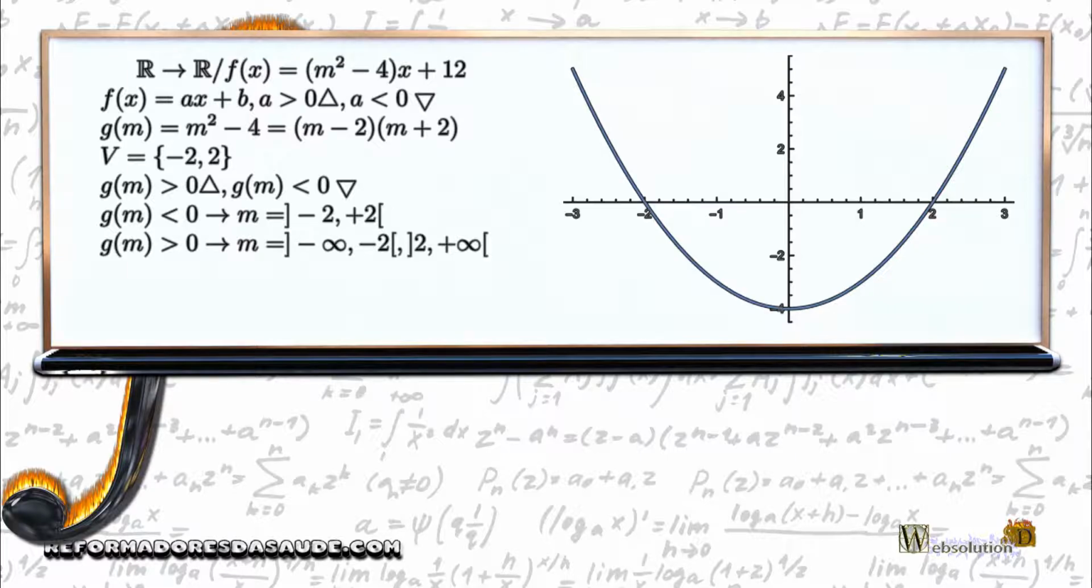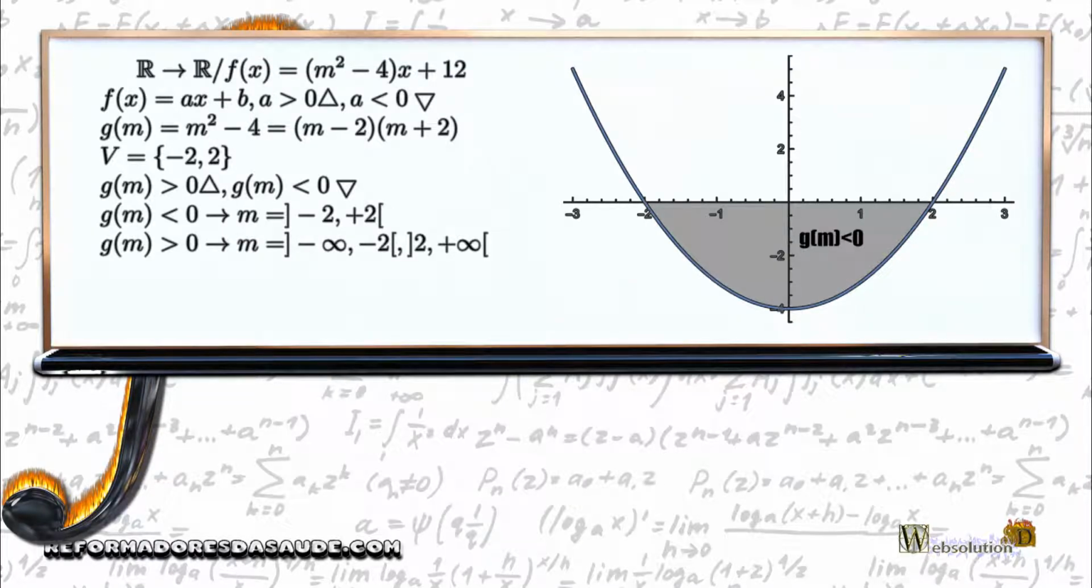Let's replace now m for 2. m squared minus 4 equals 0. 2 squared minus 4 equals 0. 2 times 2 minus 4 equals 0. 4 minus 4 equals 0. We arrived at the solution of the roots.